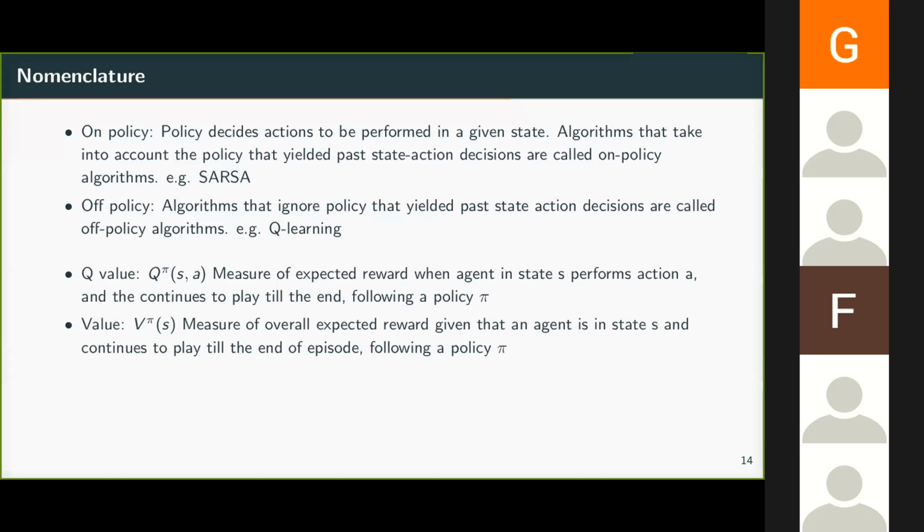Then what are Q-values and values? A Q-value is simply the reward associated with an action in a particular state. So there is a state, there is an action, and the reward inside it is called the Q-value. If there is only a state, then the reward associated with it is called the value. Only state is there, we call it value. State and action are there, we call it Q-value. So Q-values will lead to a value for a particular state.